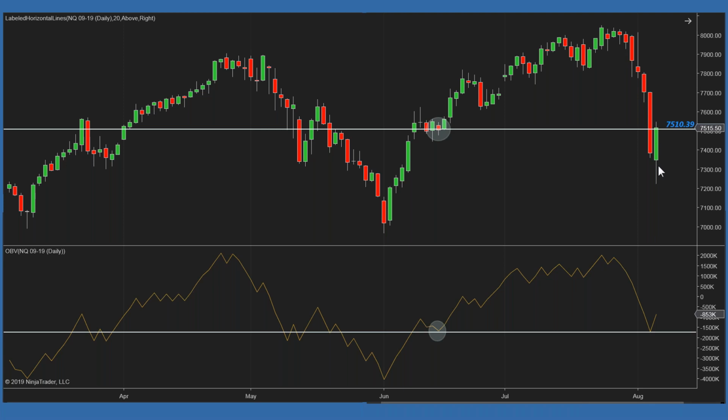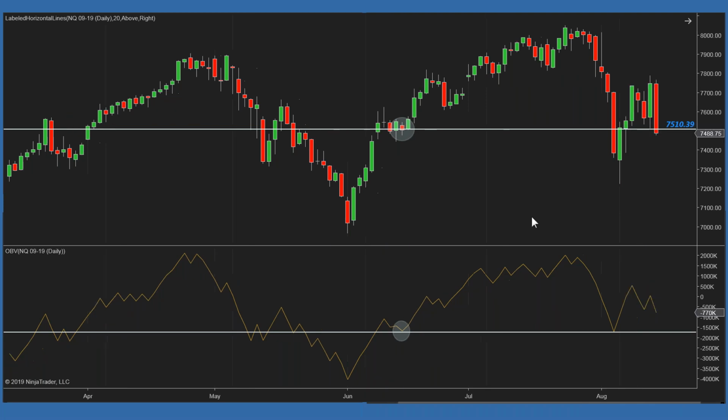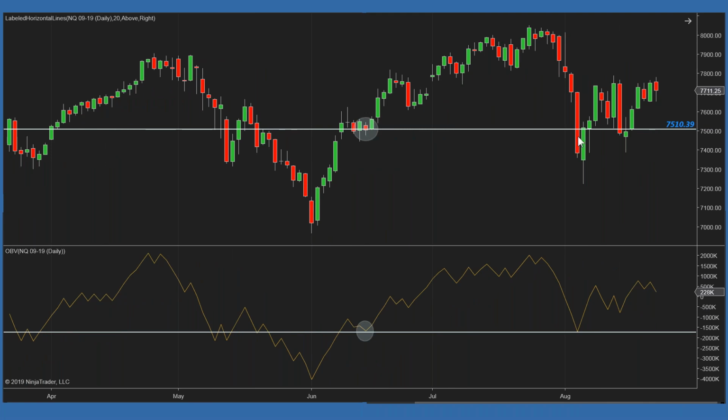So even though the market extended lower, volume did not follow through on that. And as such, you would expect a rally at this point. Now, depending how aggressive you want to be on the signal, you could even start to look to buy on the close. And you can see that, at least for the short term, we had a pretty decent little rally. So that's a very simplified yet very effective way of using on balance volume.